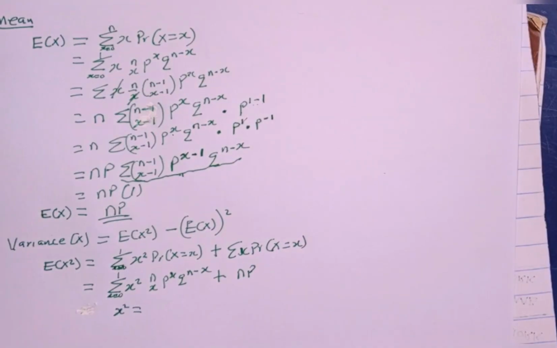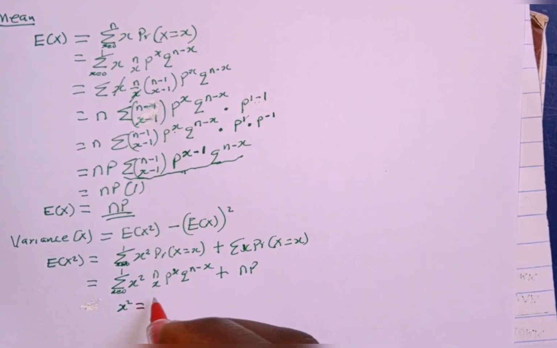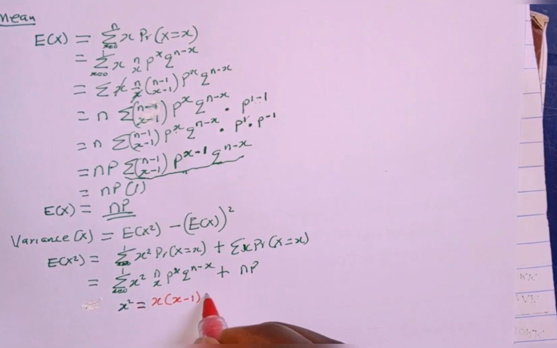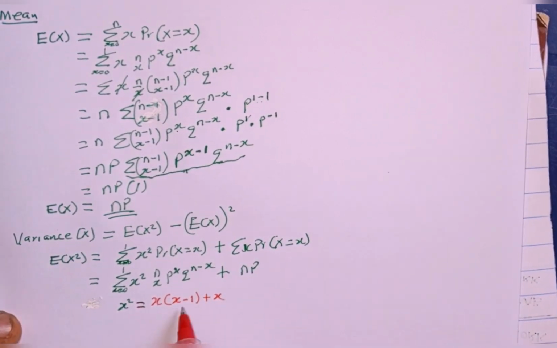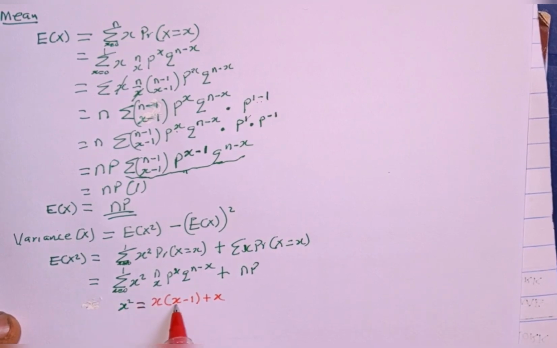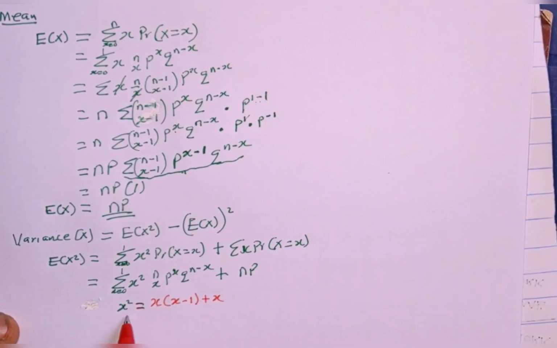squared is the same as what? We can also rewrite x squared as x into the bracket of x minus 1, then plus x. Expand this bracket and simplify. It's going to give us back x to the power 2, because x times x is x squared. Then x times minus 1 is minus x. Then minus x plus x is going to cancel. So it will remain only x squared. So this is equivalent to this.